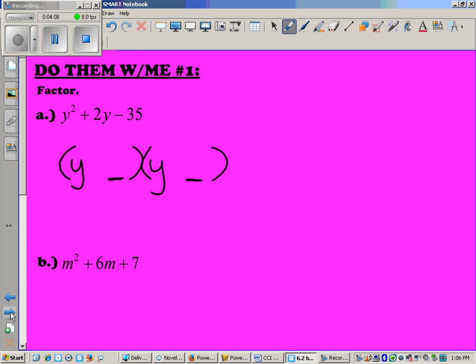So in order to find those 2 numbers, you need to figure out what 2 numbers multiply to negative 35, but when you add them together, you get positive 2. You should end up getting a positive 7 and a negative 5, right? They multiply to negative 35, and they add together to give you positive 2.